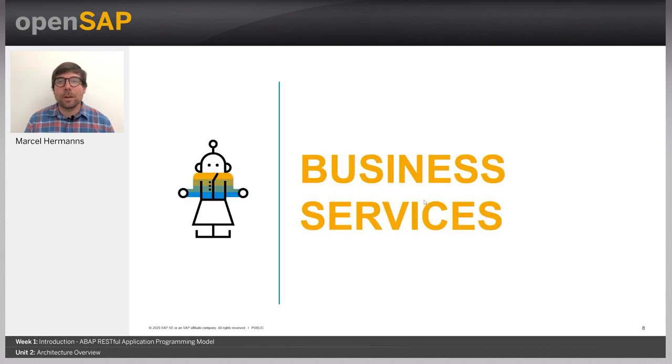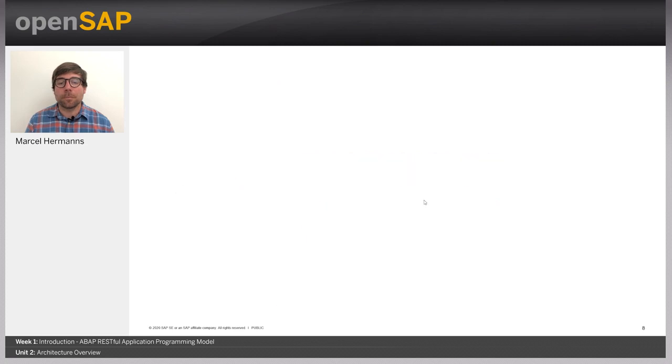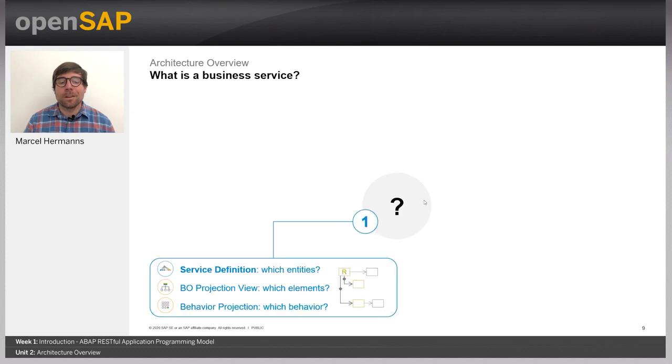So now how can I create business services on top? That means role-specific applications, for example. So first of all, what is a business service? A business service is basically defined via service definition. As I said, it defines the brackets around the entities to be exposed. The projection defines which elements need to be exposed via CDS. And the behavior definition defines which behavior should be exposed.